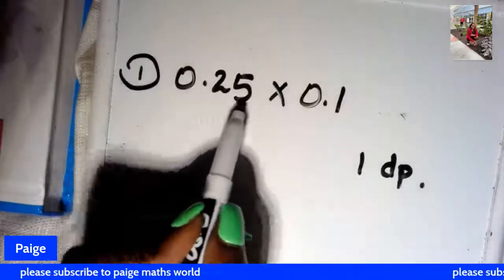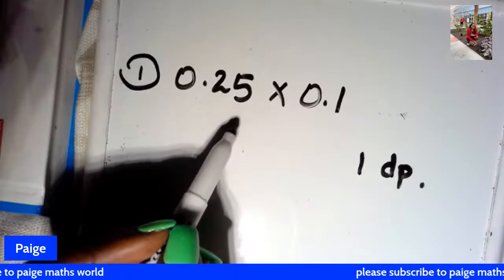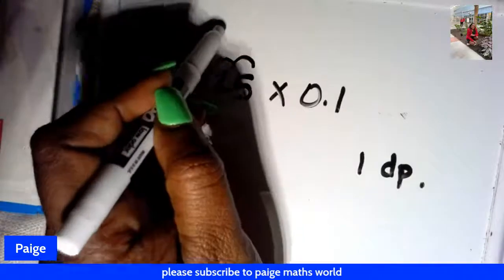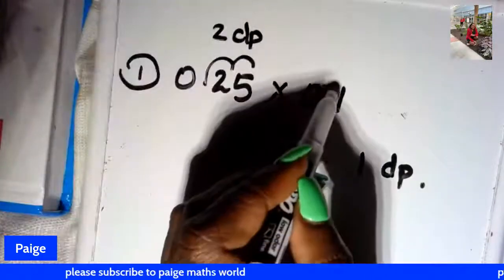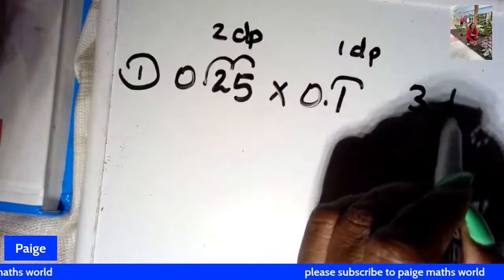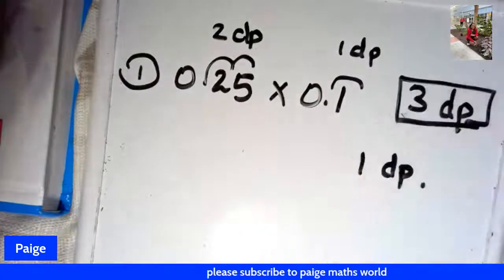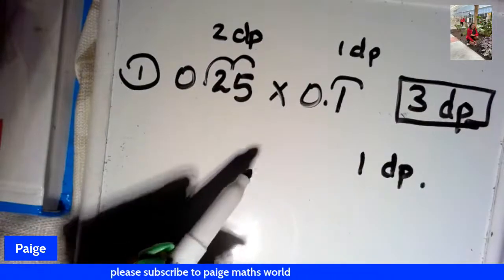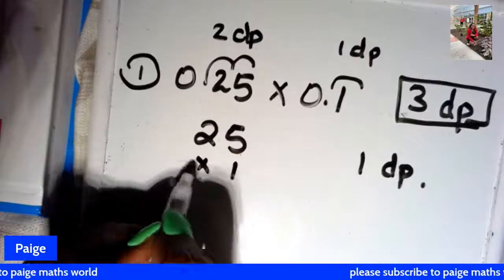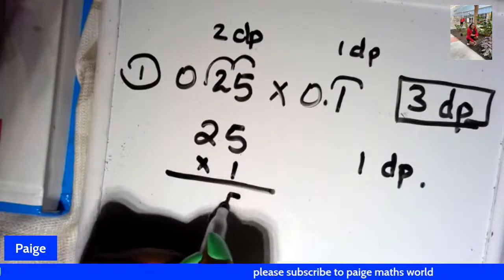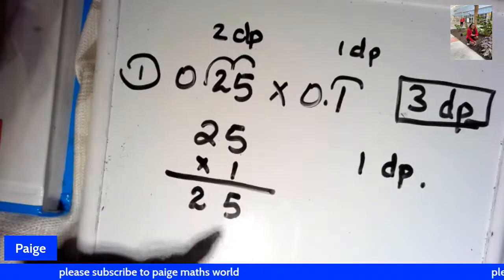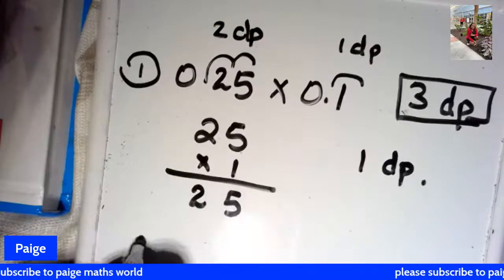So when we look at 0.25, I normally take the decimal points out. So I know I'm going to take out 2 decimal points here. So that's 2 dp. And I'm taking out 1 here. So that's 1 dp. So in all, I'm taking out 3 dp's, right? And so I'm going to be multiplying these as whole numbers. So 25 times 1, right? And so that's 5 ones, 5. And 1 times 2, that's 2 ones, 2. And so my answer here is 25, right?